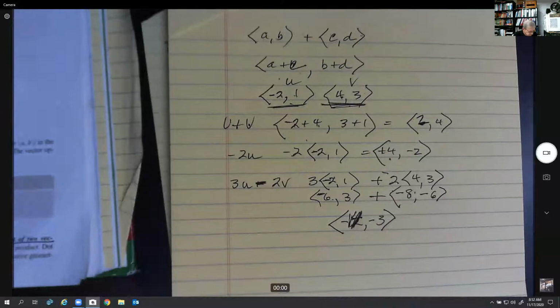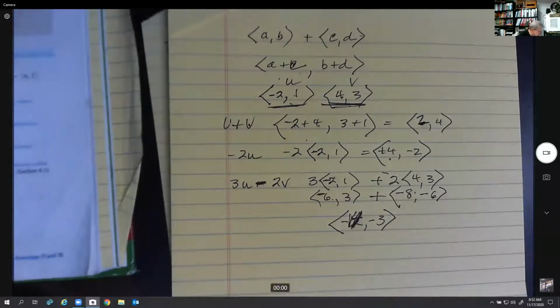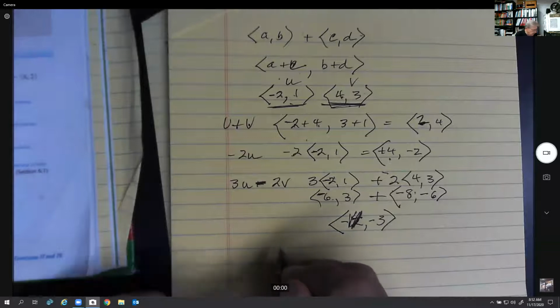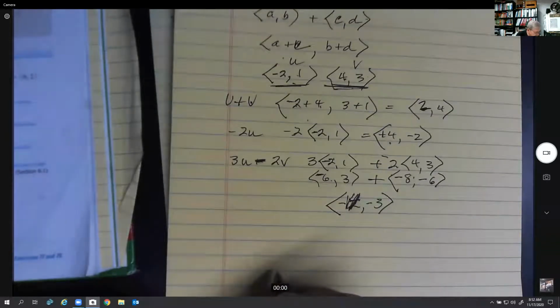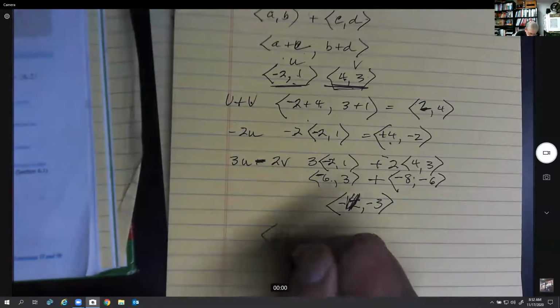Don't worry about this stuff about unit vectors. Just ignore that. And then the dot product is pretty easy too. If you have a problem, let's try a dot product. Say we have 2, 3.